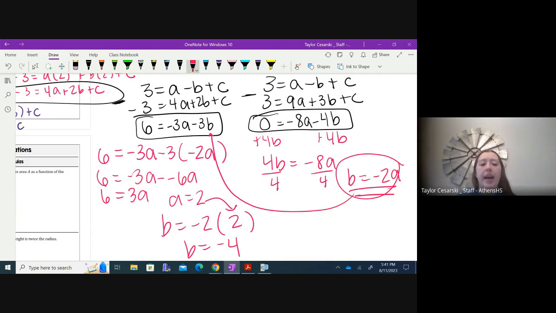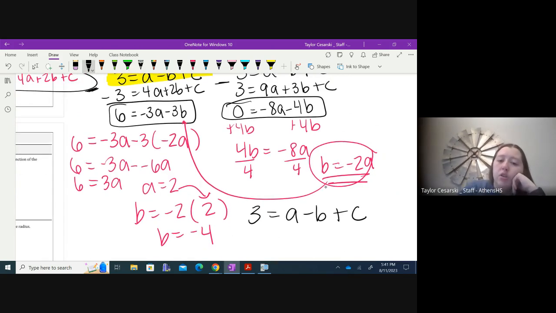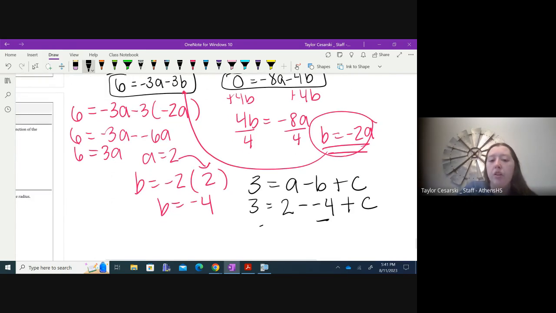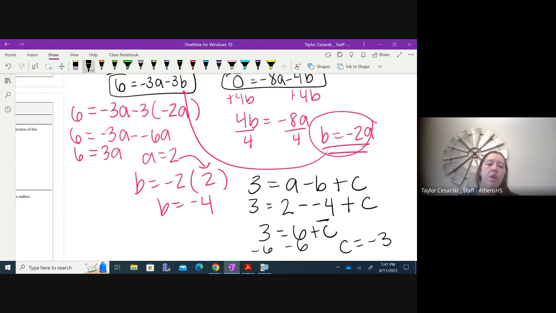Well, now if I have a and I have b, I can go to any of my 3 equations and find c because I know that 3 equals a minus b plus c. So 3 equals 2 minus negative 4, because that's b, plus c. 3 equals 6 plus c. So therefore, if I subtract 6 from both sides, c is equal to negative 3.